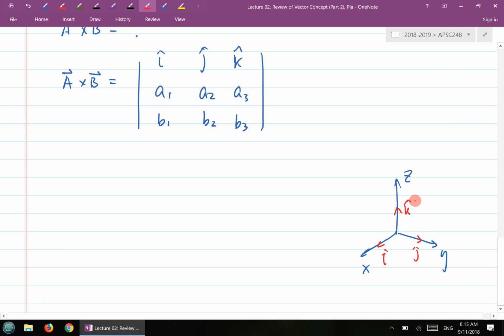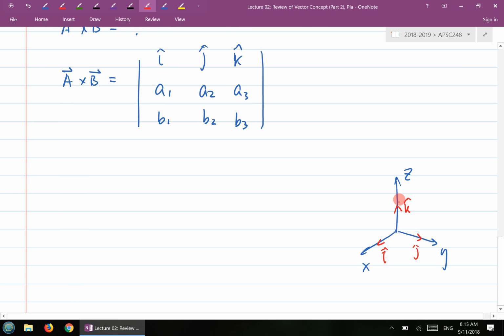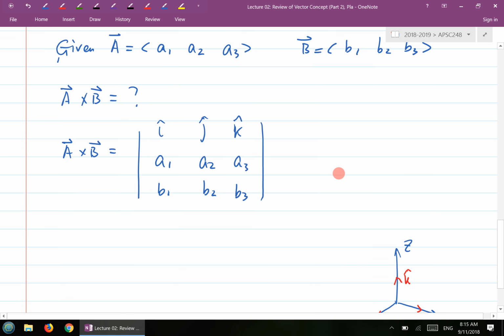Okay, so that's the symbol in this class: i hat, j hat, and k hat, the indication of the unit vector in the x, y, z axis direction. And that's basically what the first row is: i hat, j hat, k hat. The second row is the A vector, and the third row is the B vector. So that's this 3 by 3 matrix, sandwiched by the 2 vertical lines, and essentially this means a determinant. We're looking for the determinant of the 3 by 3 matrix.